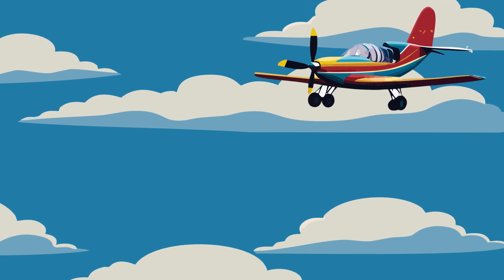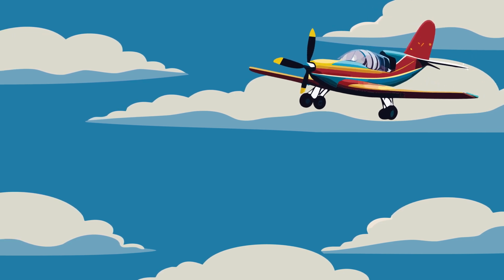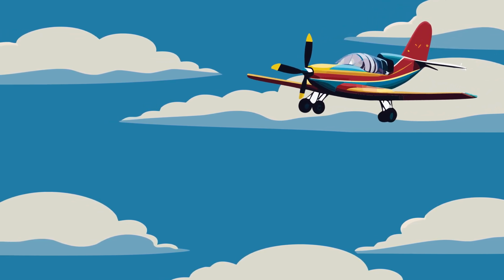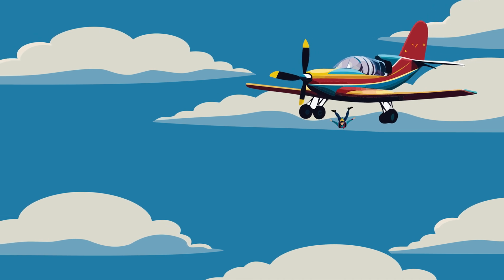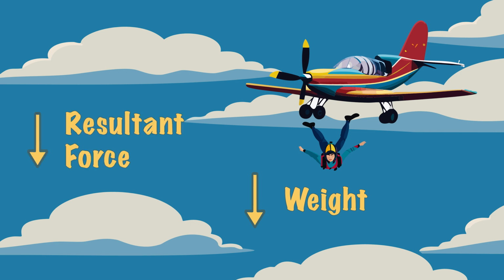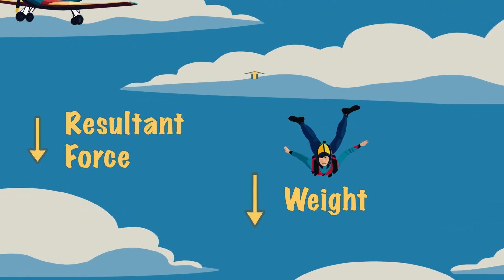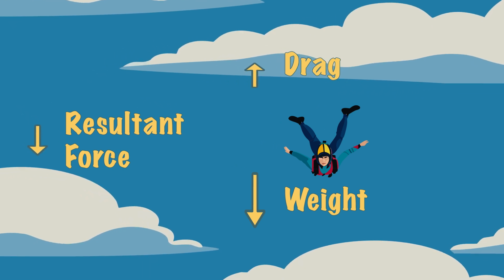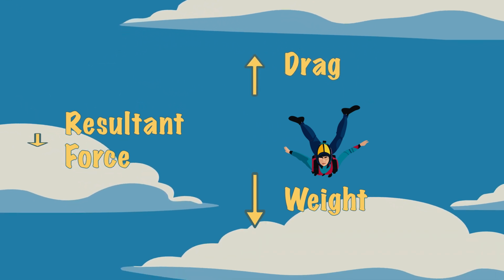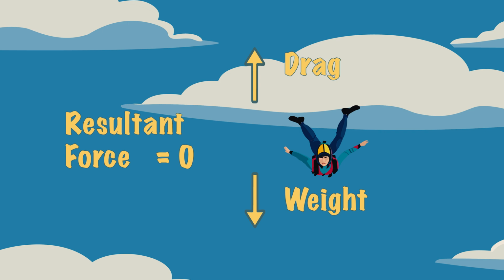To explain this, I'm going to talk about a skydiver. During this example, I'm going to consider the forces acting vertically and ignore any sideways forces. When our skydiver first jumps out of a plane, they experience gravity pulling them down. We call this their weight. The resultant force is therefore down and the skydiver accelerates. As they get faster, the air resistance or drag increases. This causes the resultant force to decrease. Eventually the magnitude of the weight will equal the magnitude of the drag, but they will be in opposite directions. The resultant force will now be zero and they will not get faster.